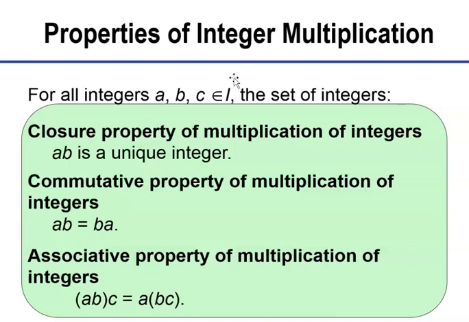Commutative property of multiplication of integers, A times B is always equal to B times A. And then we have the associative property of multiplication of integers. If you group together A, B, and multiply that first and take that answer times C, it's the same result as if you multiply B, C together first and multiply A times that result.